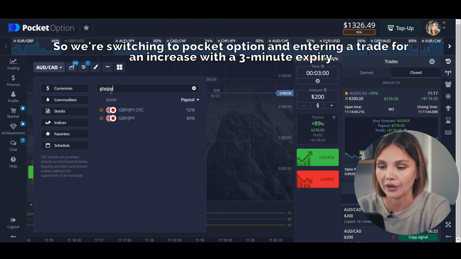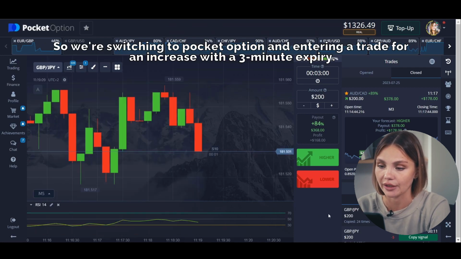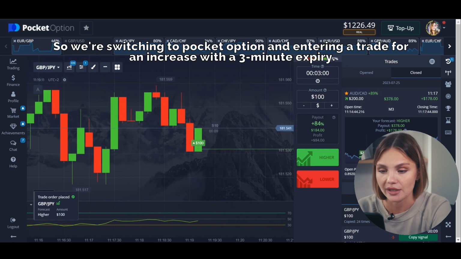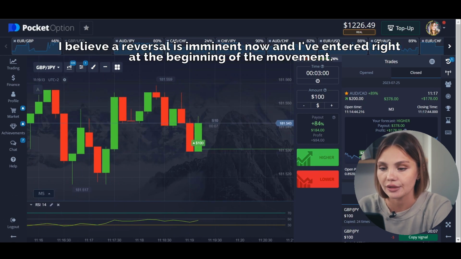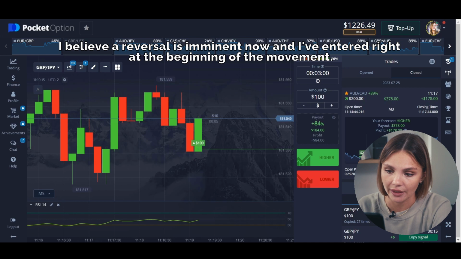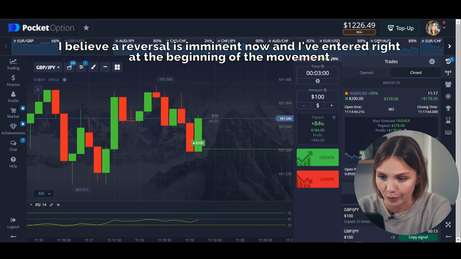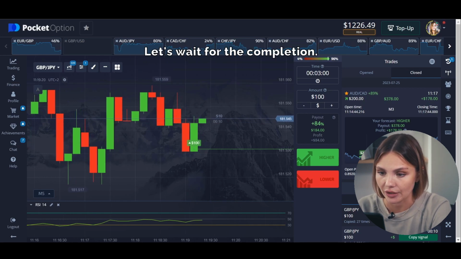So we're switching to Pocket Option and entering a trade for an increase with a 3-minute expiry. I believe a reversal is imminent now, and I've entered right at the beginning of the movement. Let's wait for the completion.